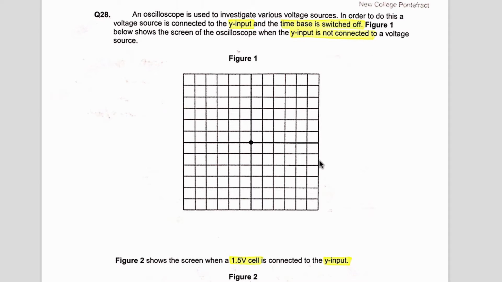And in figure 1 here, this shows the screen of the oscilloscope when the Y input is not connected to any voltage source at all. So in other words, the time base is switched off, there's no voltage input at all, and our dot is in the middle. So basically it shows us where the dot starts off.